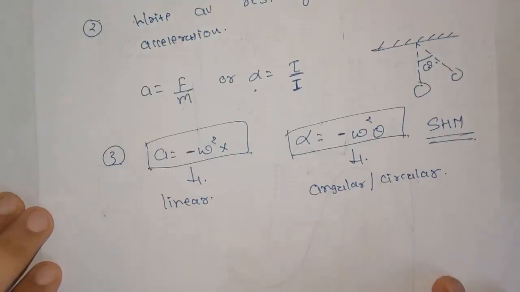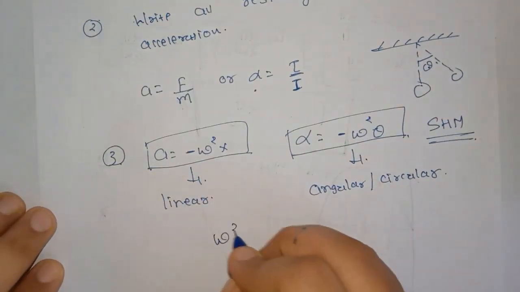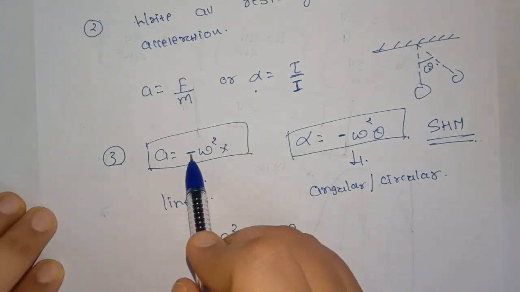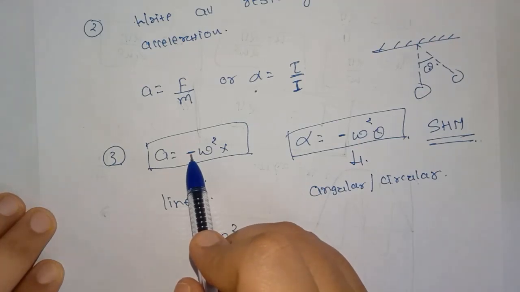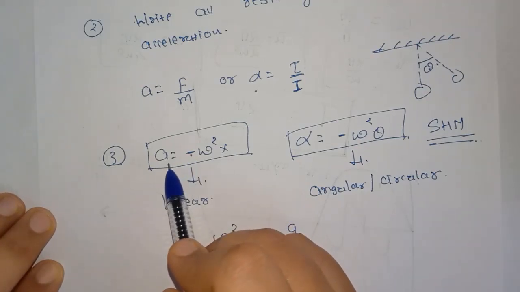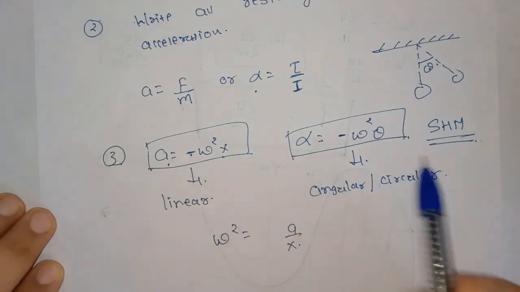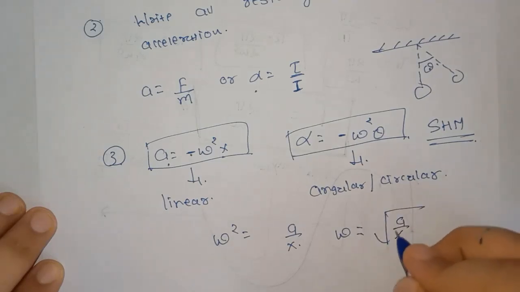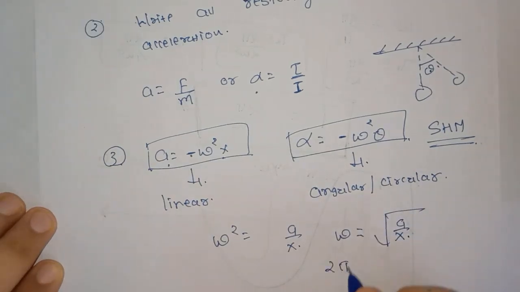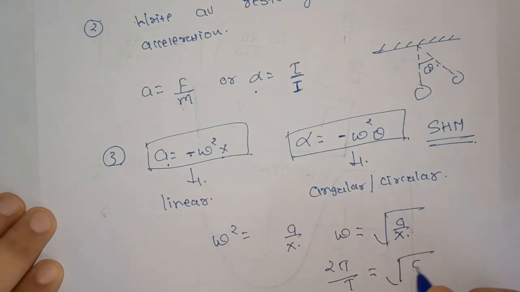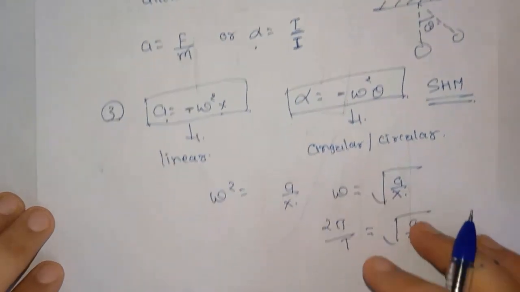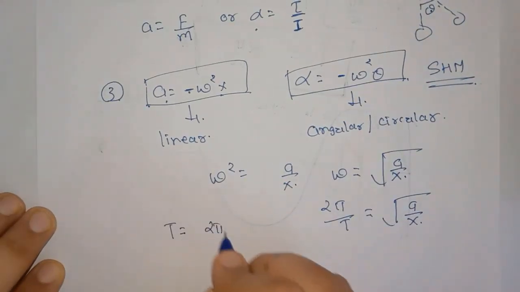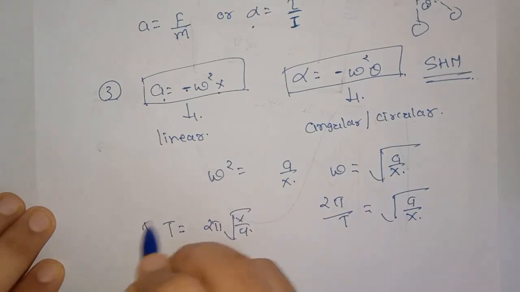And from this we can find the omega. Omega square equals a by x. Here we will not consider the minus sign because the negative sign indicates that the restoring acceleration is in the opposite direction of displacement. So, omega equals under root a by x, and omega is given by 2 pi by time period. So, from this we can find the time period, that is equal to 2 pi under root x by a.